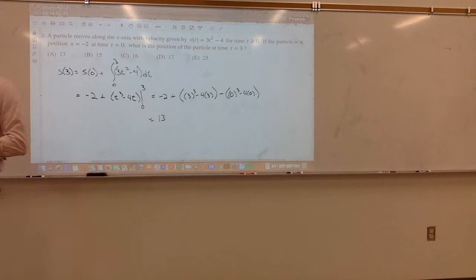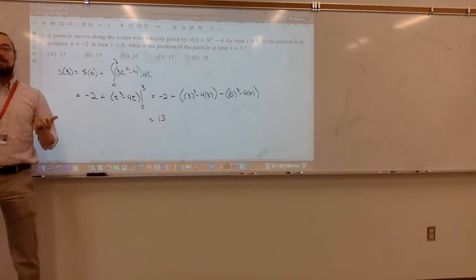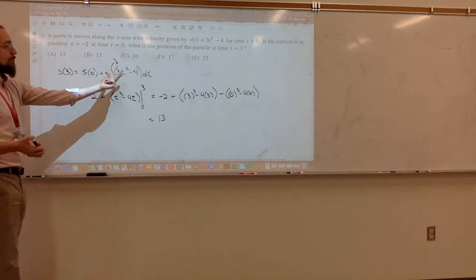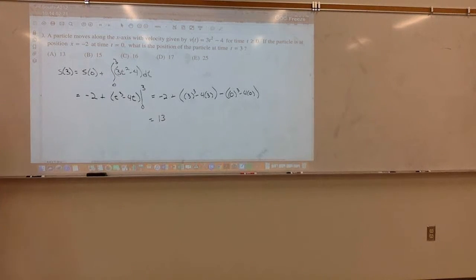Just talking about final position. So final position is initial position plus displacement. My initial position, I'm told, is -2. And then my displacement is just the integral of the velocity on this interval from 0 to 3.